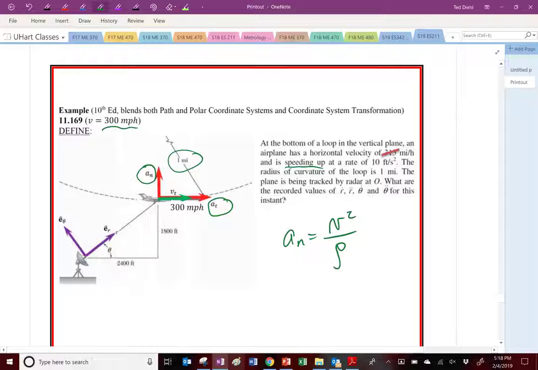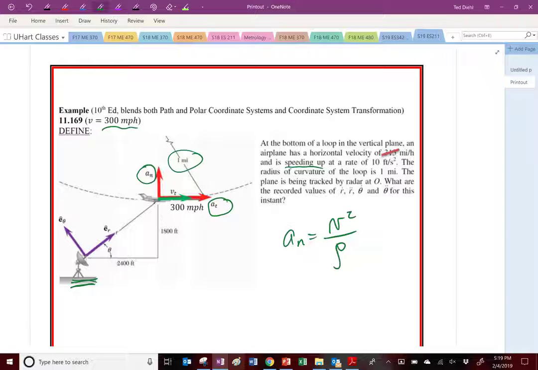The plane is being tracked by this radar. Now, this radar is doing things in terms of a distance away and an angle from the horizontal. That, by definition, is polar coordinates. So finding this in polar coordinates is very applicable, or I should say, it's kind of a standard thing. This radar thinks in terms of polar coordinates, so it makes sense to report things in polar coordinates.